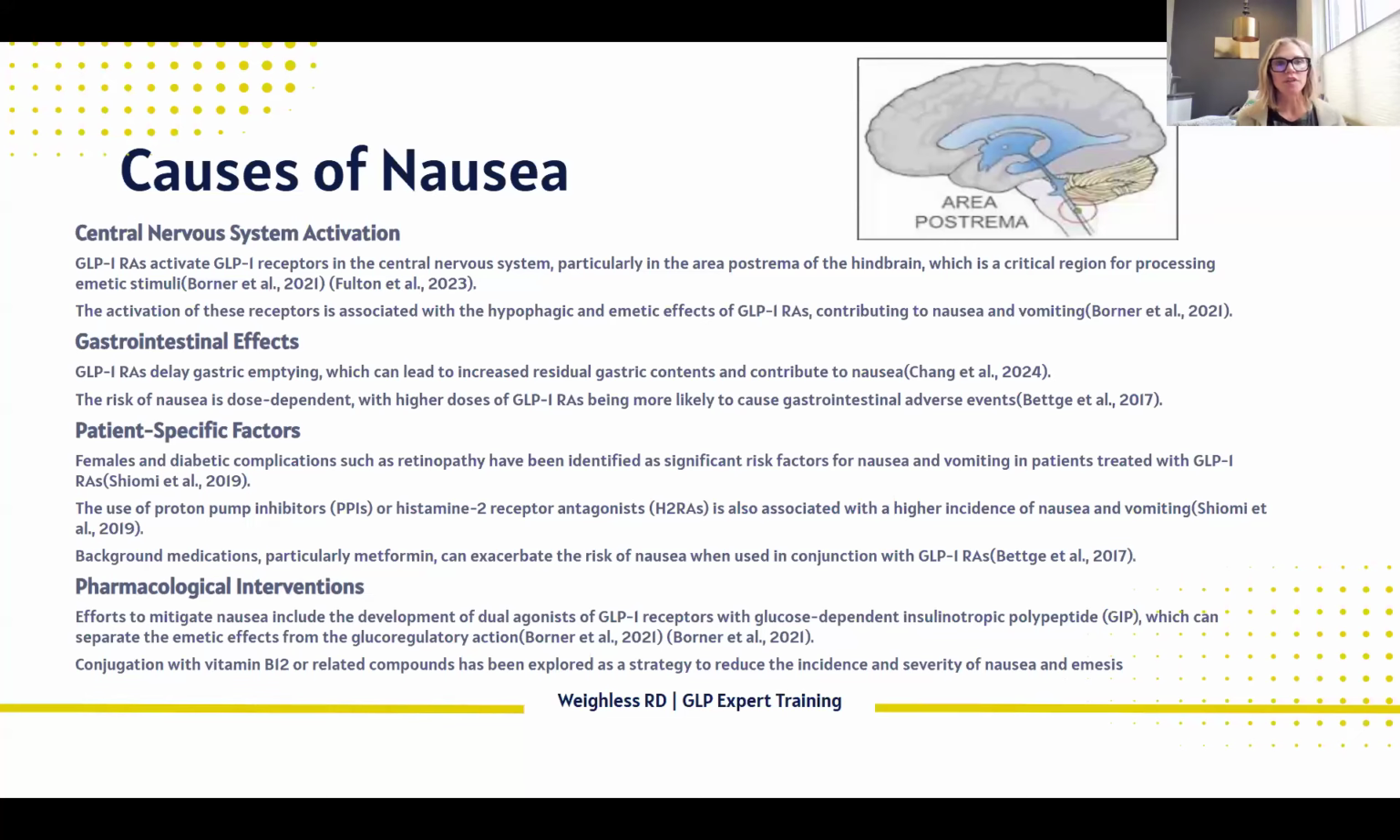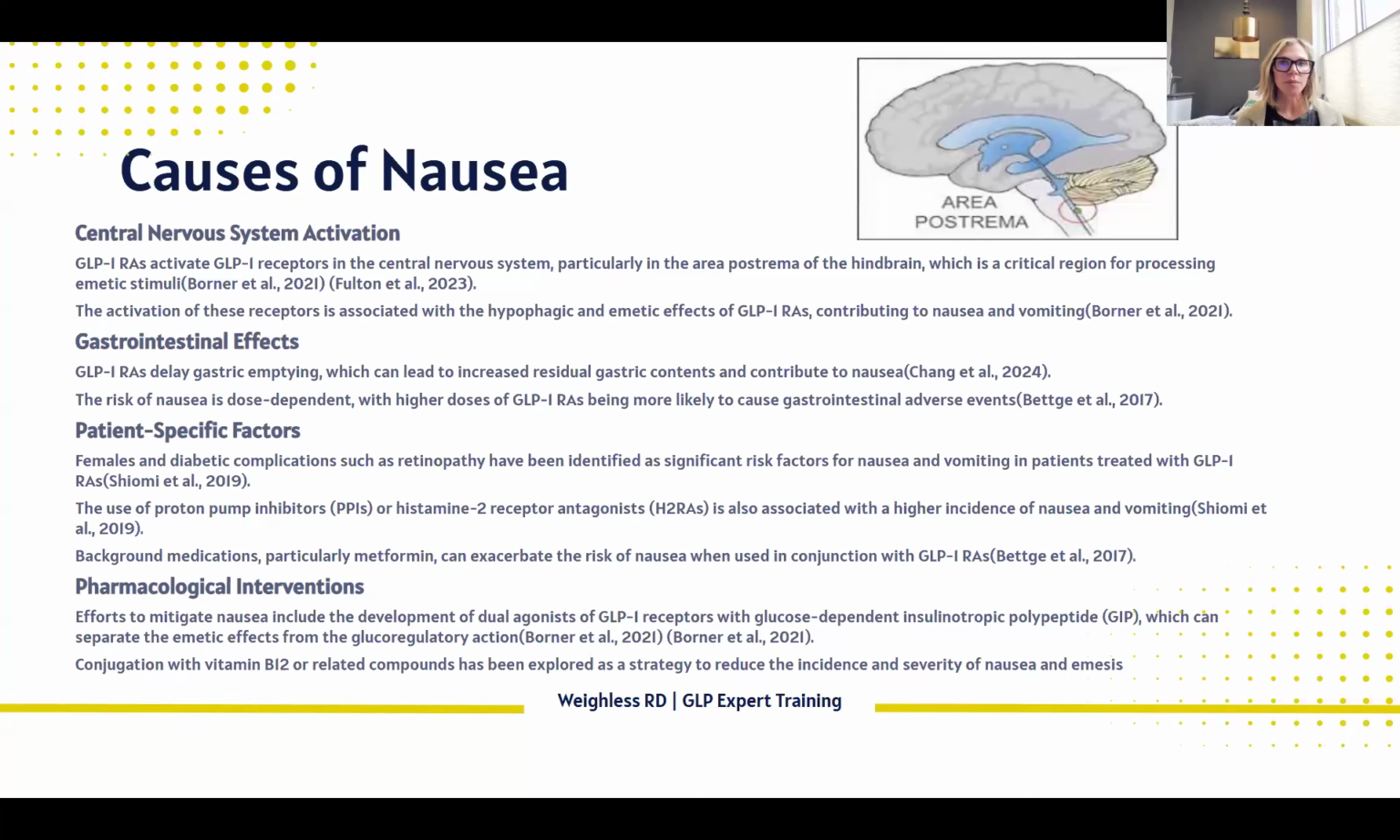Patient-specific factors, females and diabetic complications have been identified as significant risk factors for nausea and vomiting. So kind of looking at the state of health of the patient and obviously trying to navigate what could be causing it. The use of proton pump inhibitors or histamine 2 receptor agonists are associated with a higher incidence of nausea and vomiting while they're on GLPs. And let's see, other things.